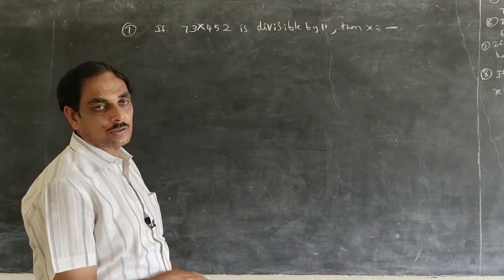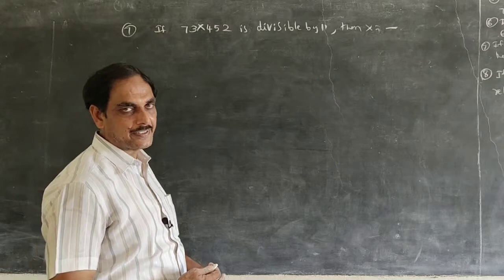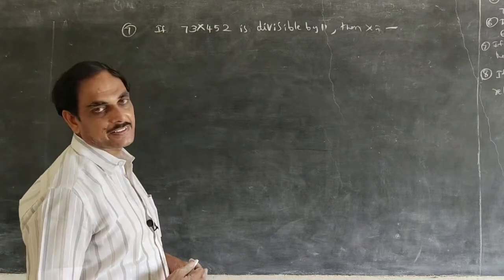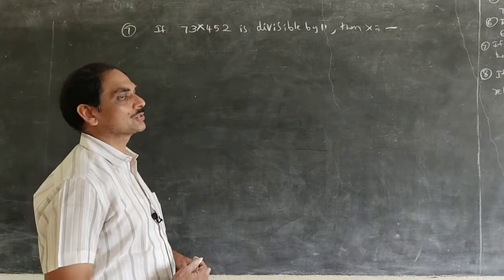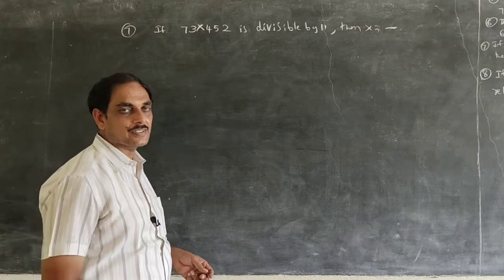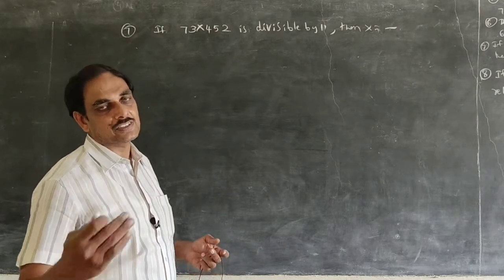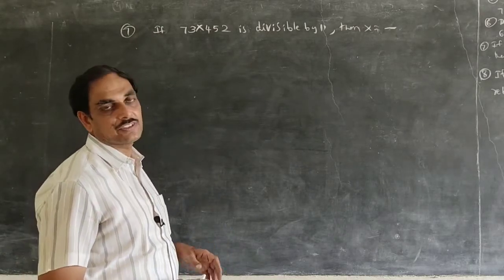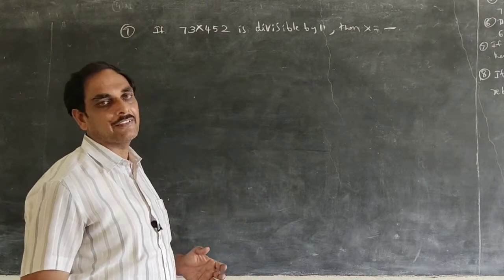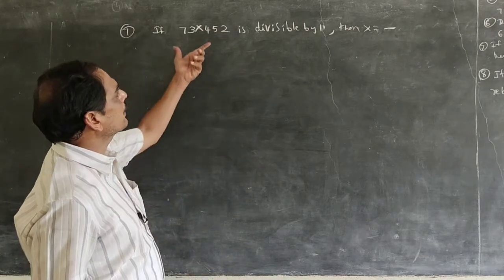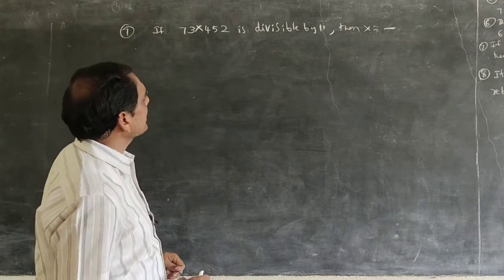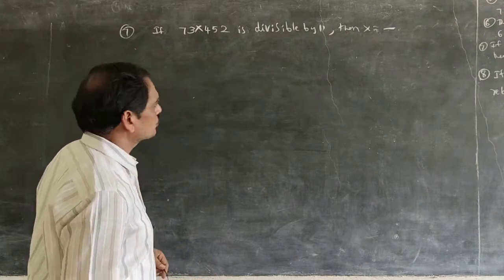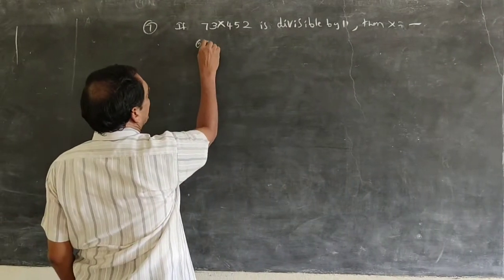So we already know that the divisibility rule for 11 is: the sum of the digits in odd places is equal to the sum of the digits in even places, or the difference between them is a multiple of 11, then we say that the number is divisible by 11. Here also the given number is 73x452.